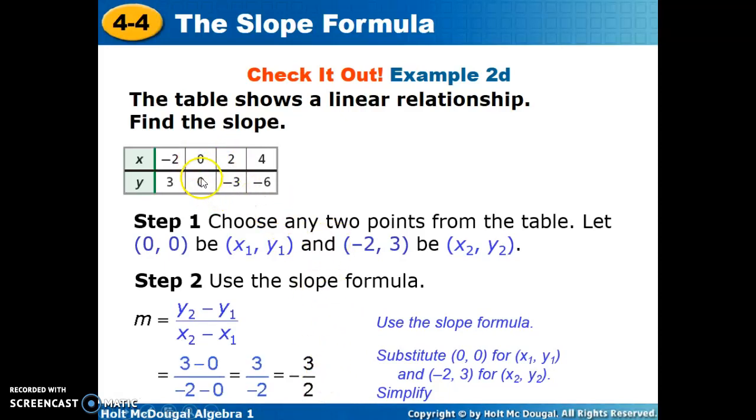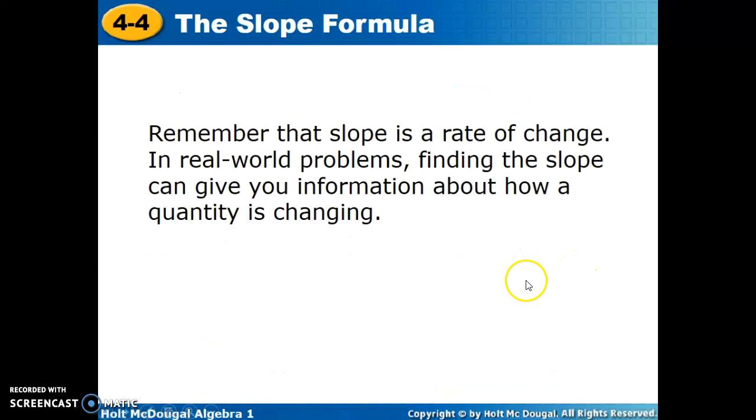Negative 3 over 2. We could go backwards as well. From 0 to 3, we went up 3. From 0 to negative 2, we went down 2. Still simplifying to negative 3 over 2.